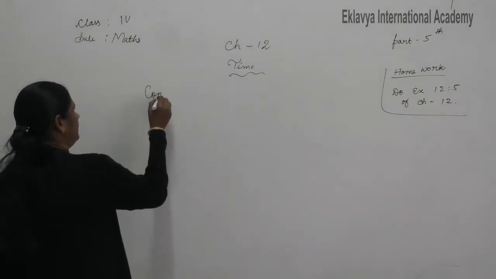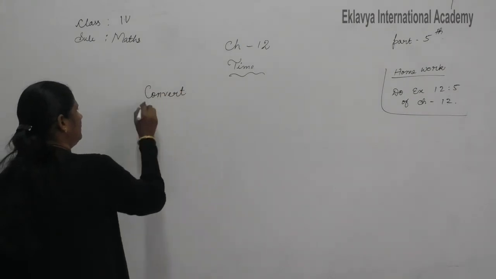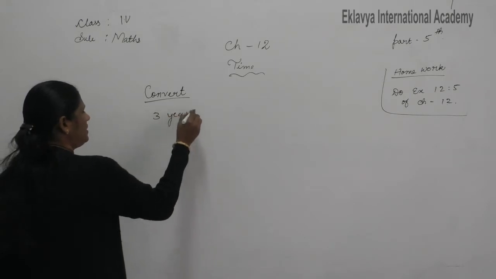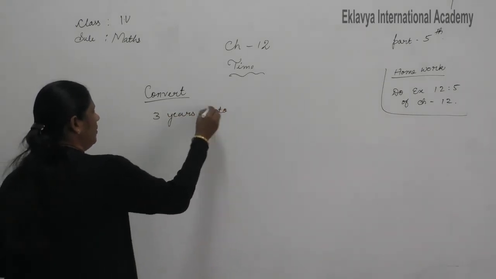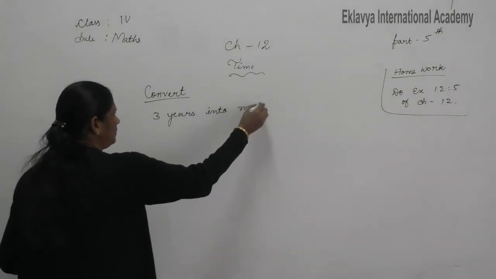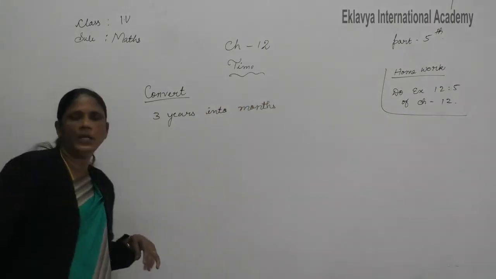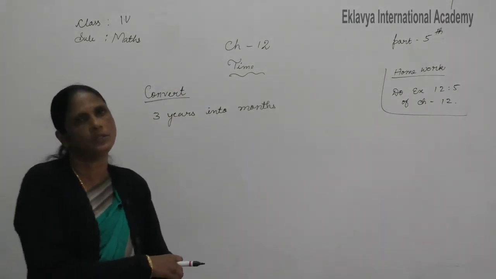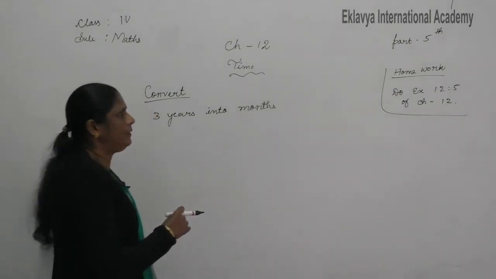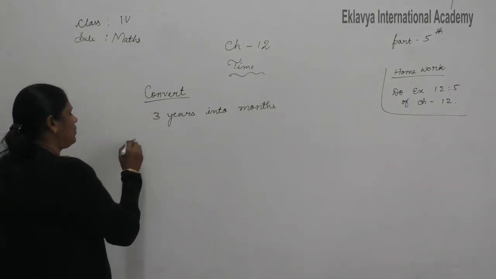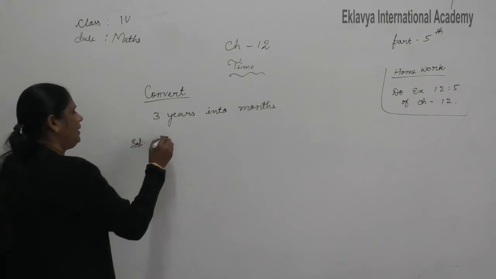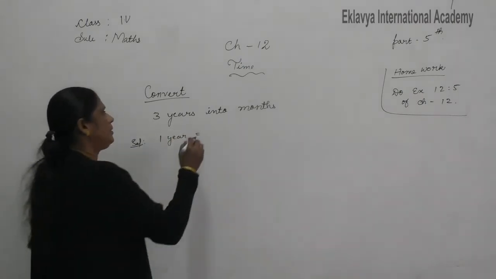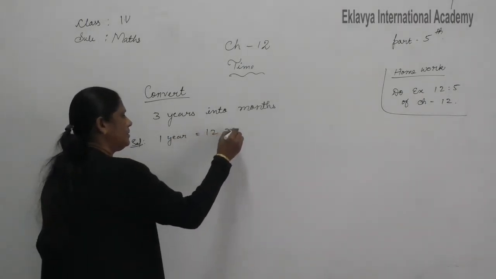Convert 3 years into months. 1 year is equal to how many months? 12 months. Here we write the solution: 1 year is equal to 12 months.